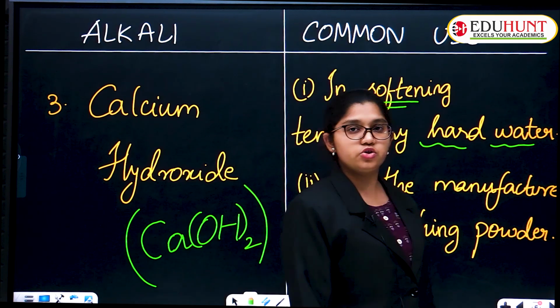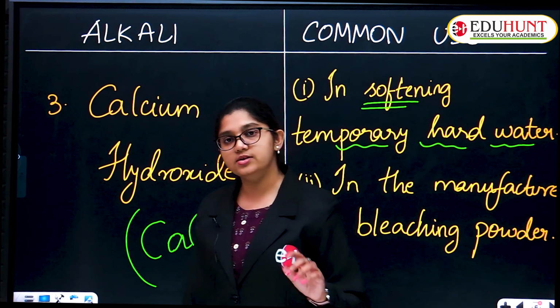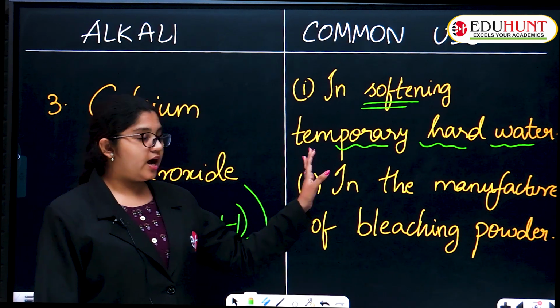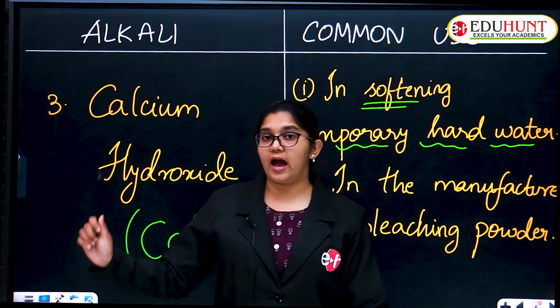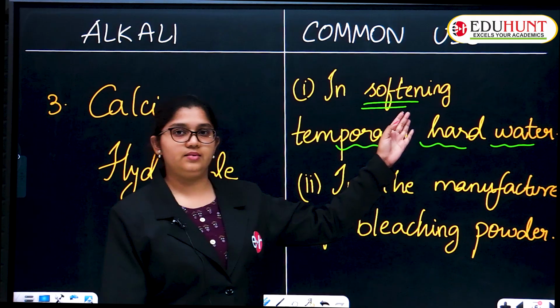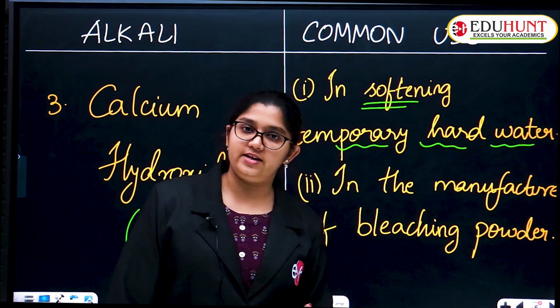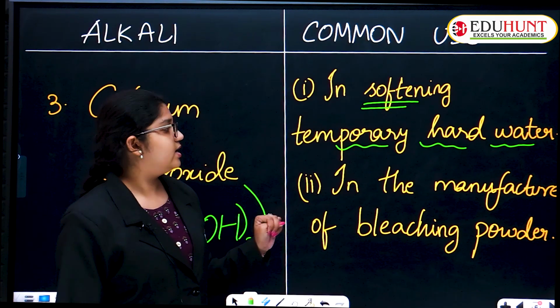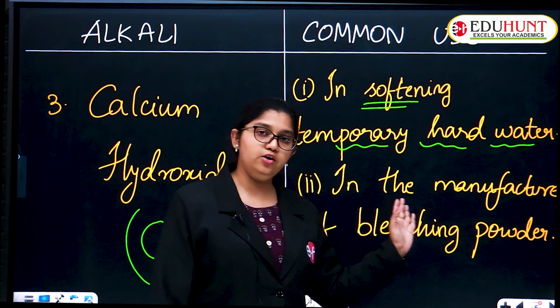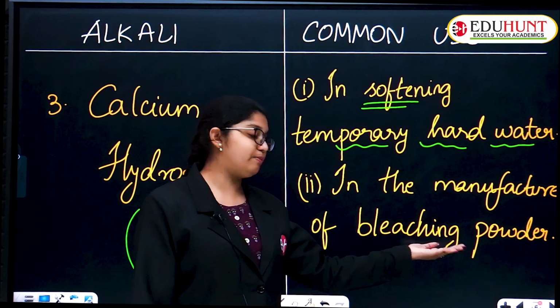We have two types of water, children, hard water and soft water. So for temporary hard water, if we add calcium hydroxide, it becomes softened. Okay, that's the first main use of calcium hydroxide. Now the second one, it is used in the manufacture of bleaching powder.